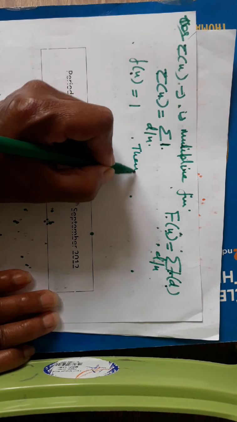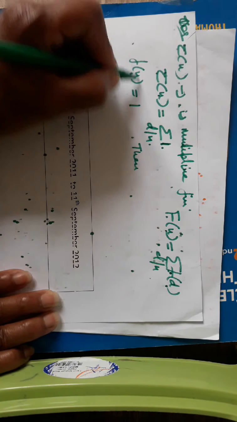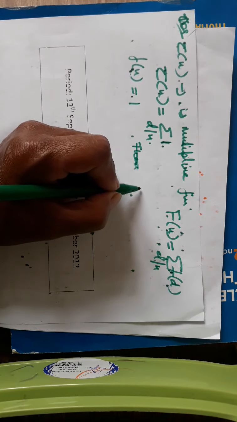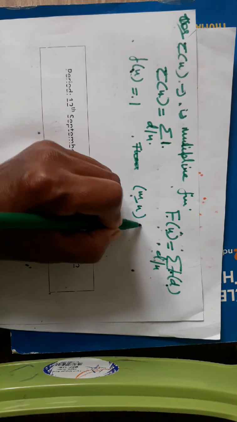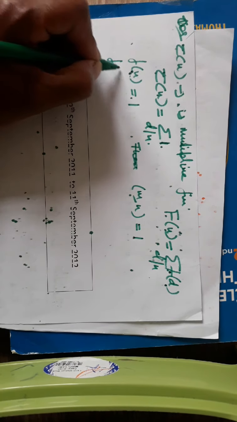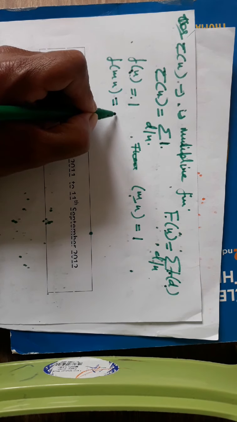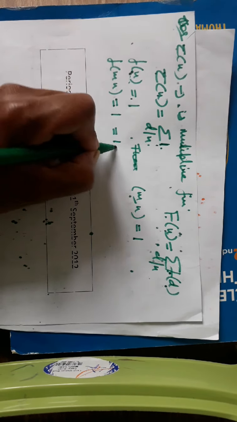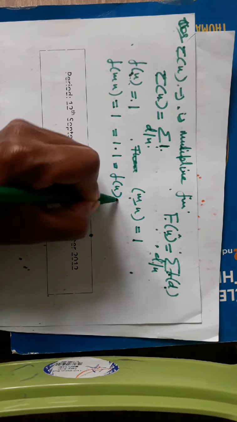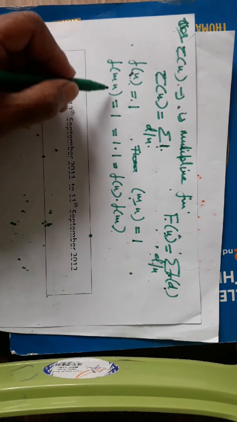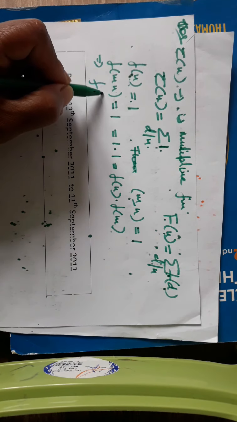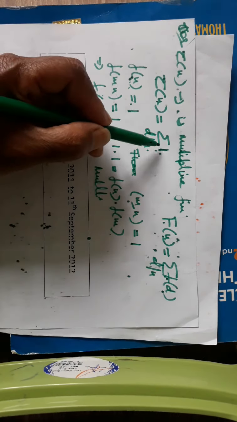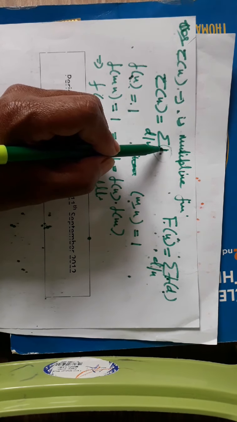Then what we need to show is that this small f, small f of n equal to 1, is multiplicative. Suppose GCD of m and n is equal to 1. Then f of mn is defined to be 1, which can be written as 1 into 1, which is the same as f of n into f of m. This implies that small f of n equal to 1 is multiplicative. Which means that this is a multiplicative function.